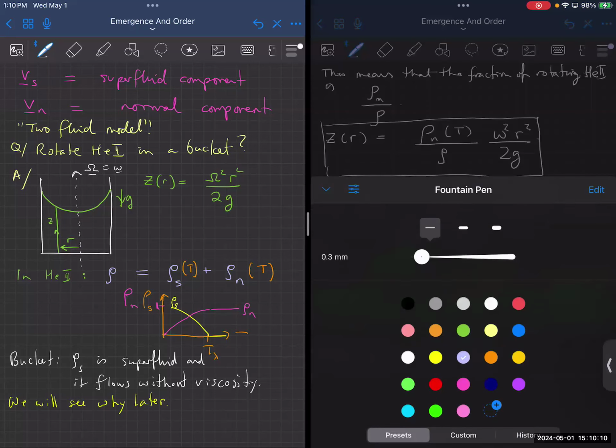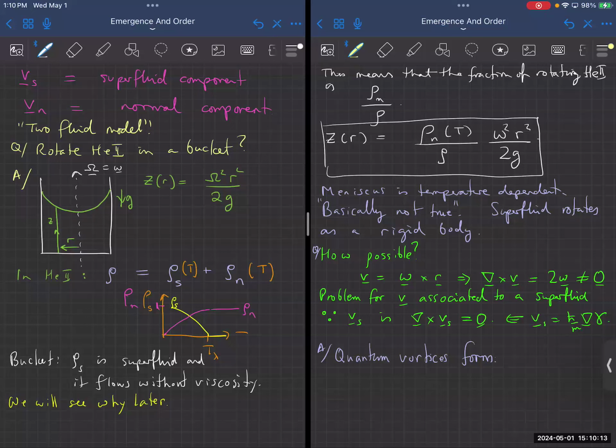I'm not going to show you an actual experimental picture, but if I did, it would look like this. And this has been seen in superfluid helium. It's been seen in rotating Bose-Einstein condensates. As you rotate it, what you form is an array of quantum vortices, or a lattice of quantum vortices.